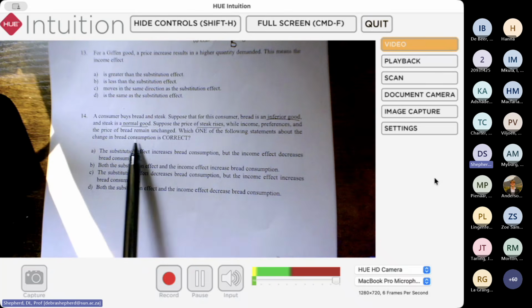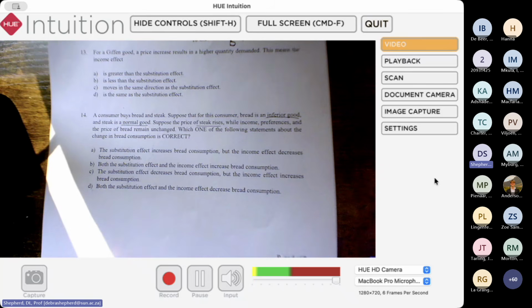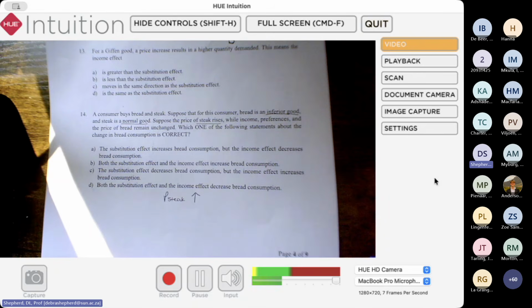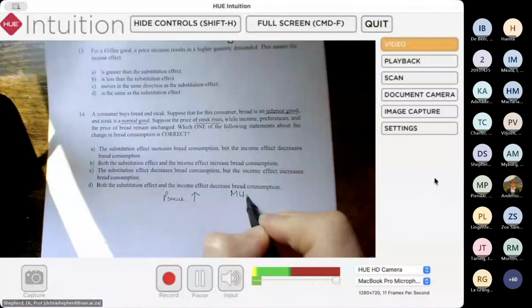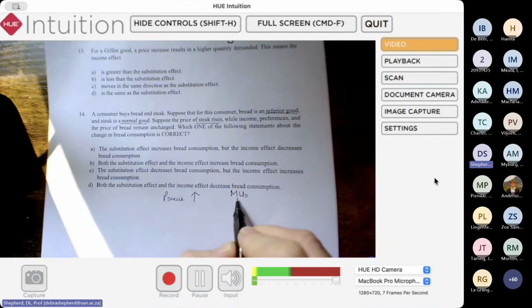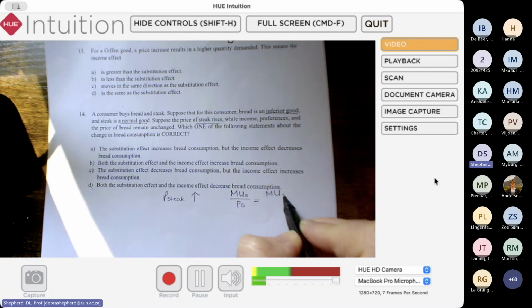Okay, so the price of steak is going up. What we know is that prior to this happening, the consumer was most likely optimizing. We assume consumers are always rational. Their goal is to achieve maximum utility subject to the constraints of how much they have and the prices they face. So we have to take it as a given that just before the price of steak went up, this consumer was consuming at a point where the marginal utility of steak over the price of steak was equal to their marginal utility of bread over the price of bread. That's what the consumer was doing.